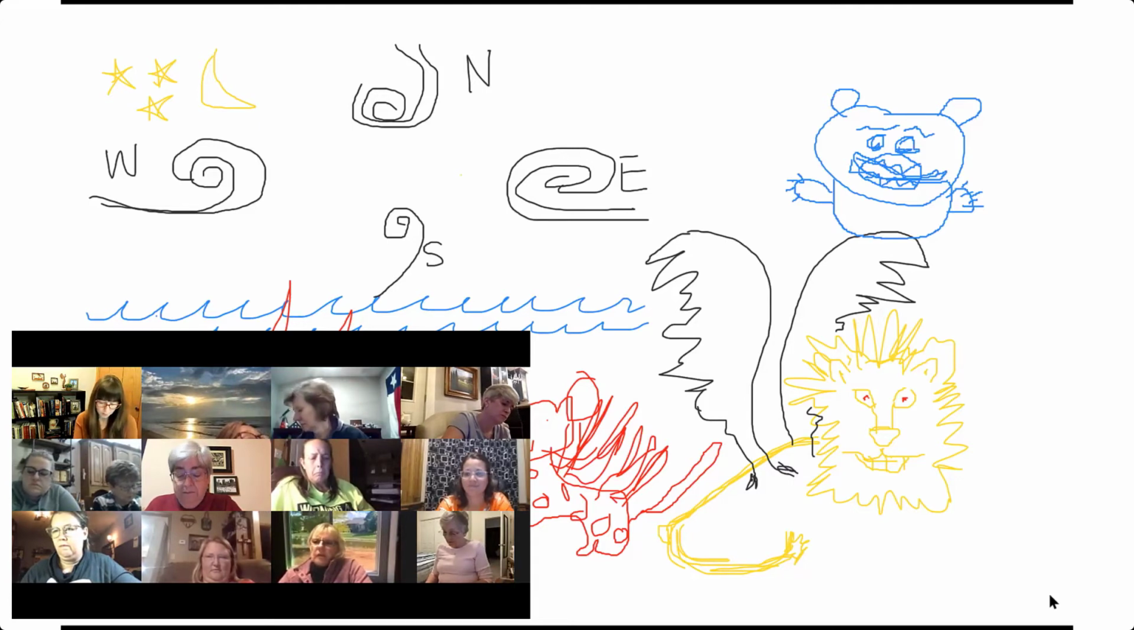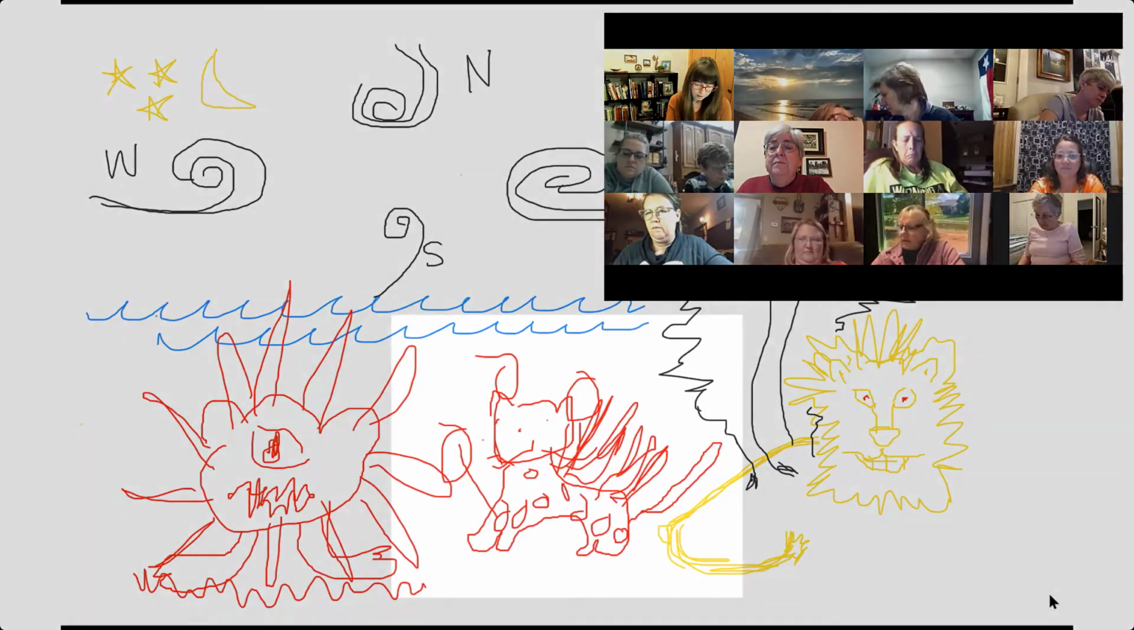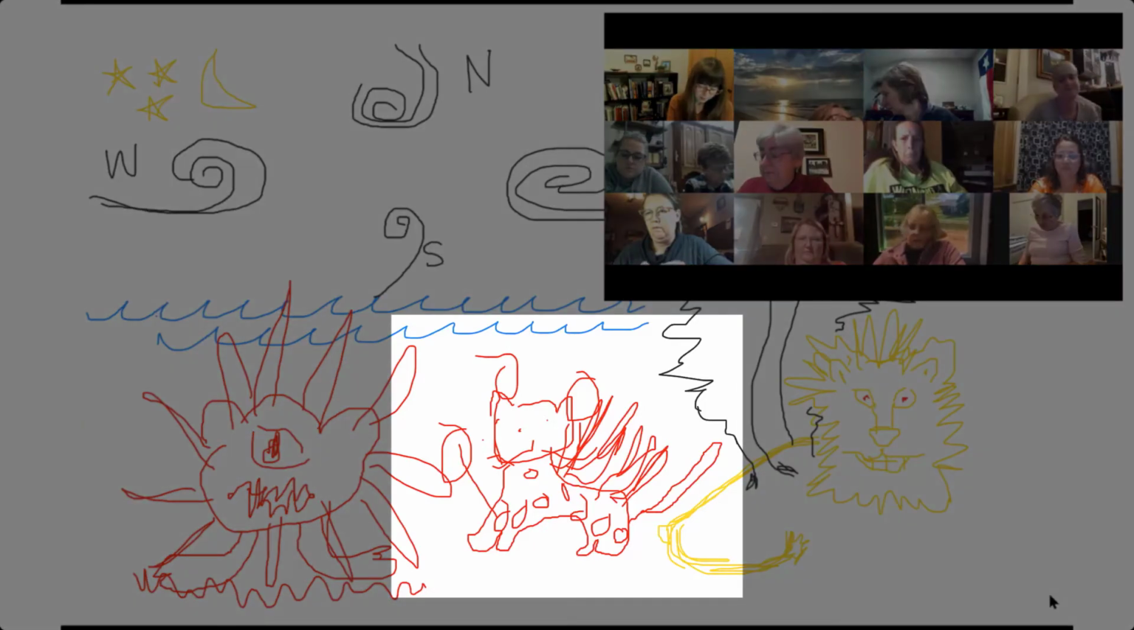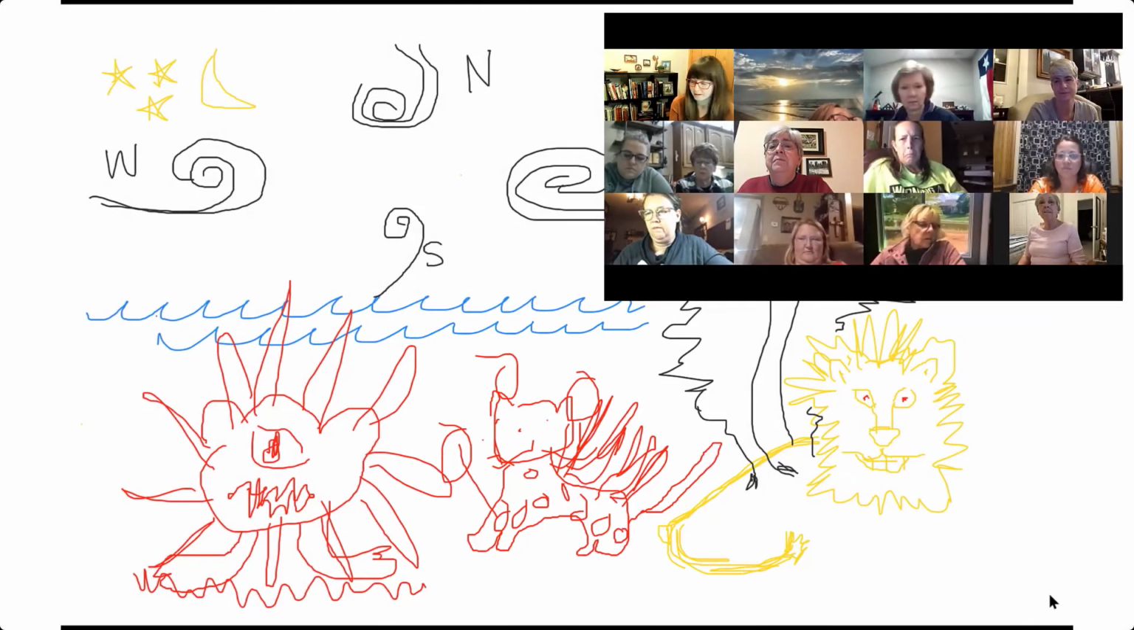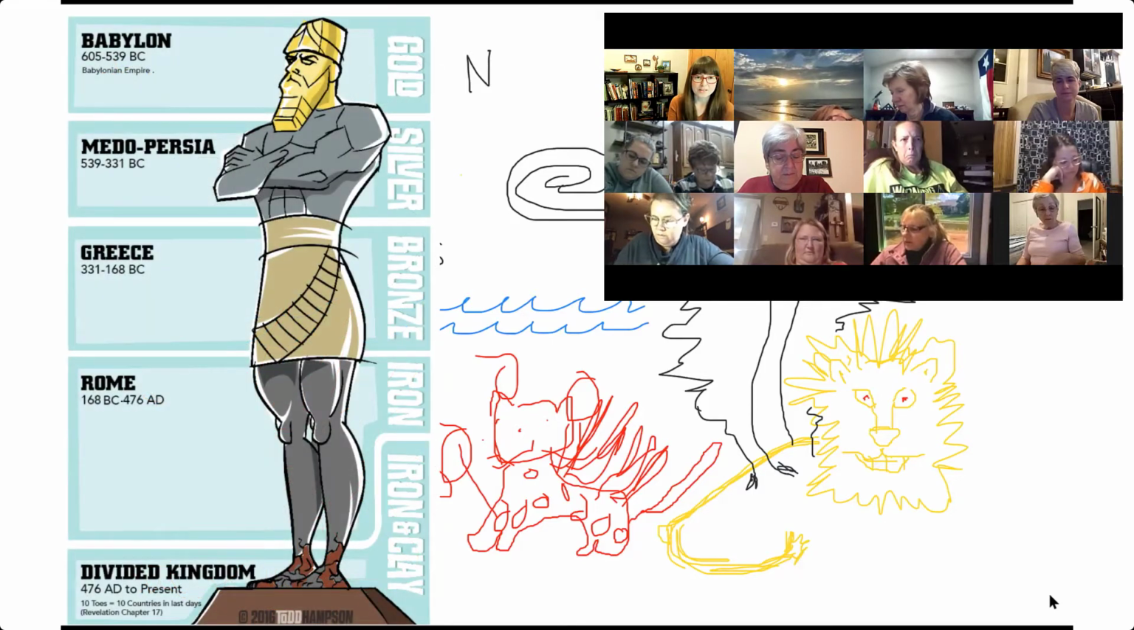Okay, the next one, the third one, looked like a leopard. And on its back, it had 4 wings like those of a bird. This beast had 4 heads and it was given authority to rule. So yeah, the beast with 4 heads. What do you think that one is? If we're following dream statue logic, do you remember what it was? Head was gold, which was Babylon.